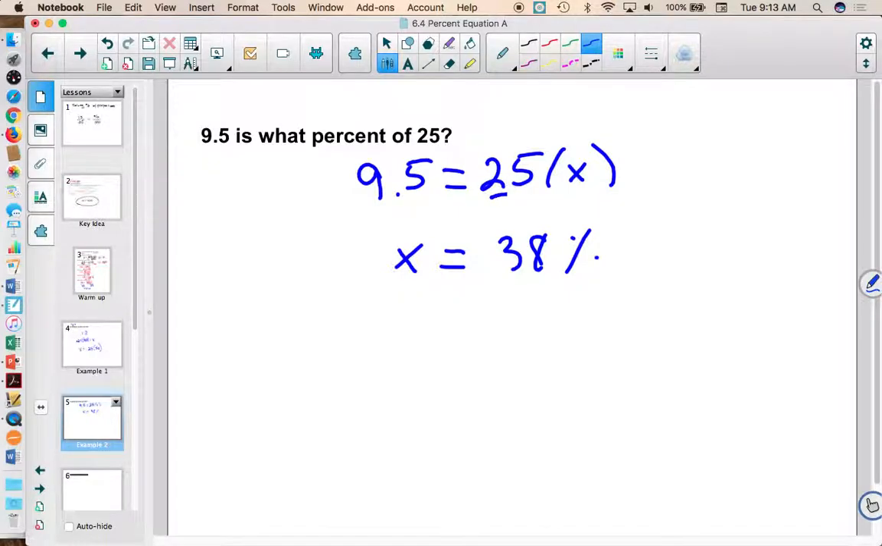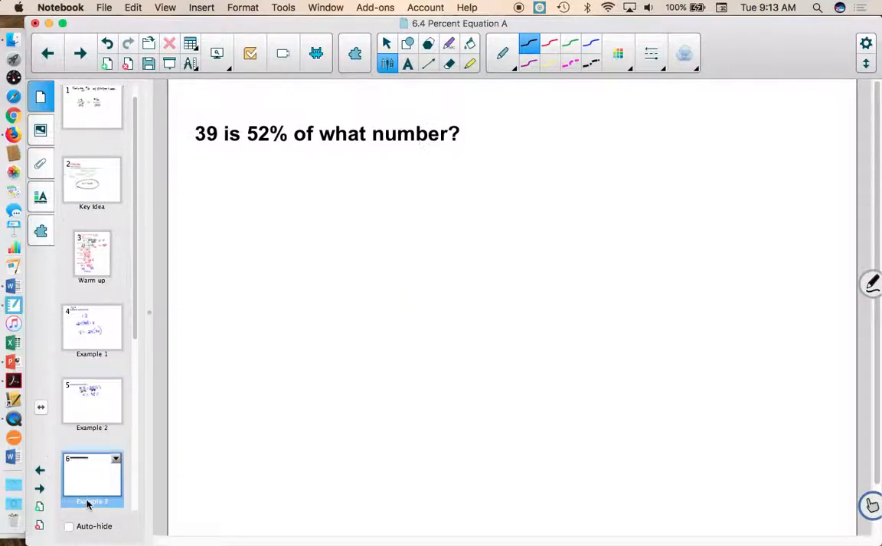If I divide by 25, I want a different color. If I divide this by 25 and this by 25. What is 25 divided by 25? 1. So that says 1x now. Do you agree? And 9.5 divided by 25 is this 38%. 1x equals 38%. Yes, ma'am. Now I want to do it. I like it. 39 is 52% of what number?